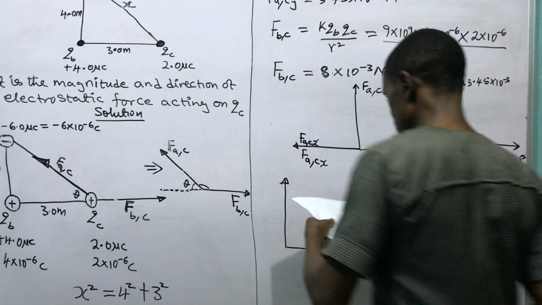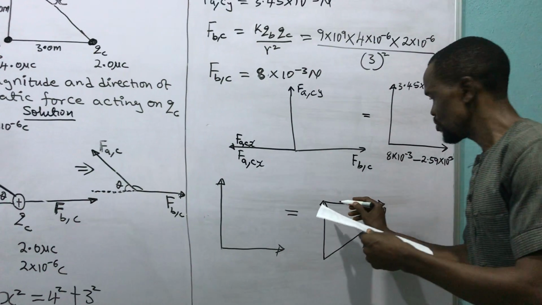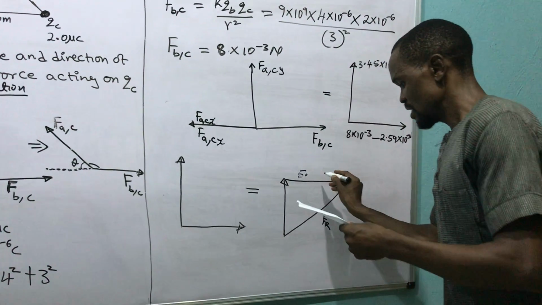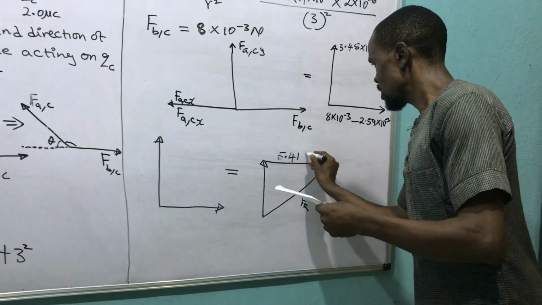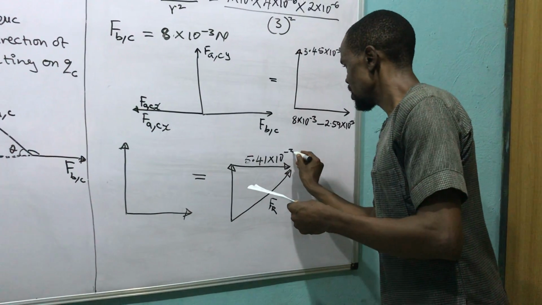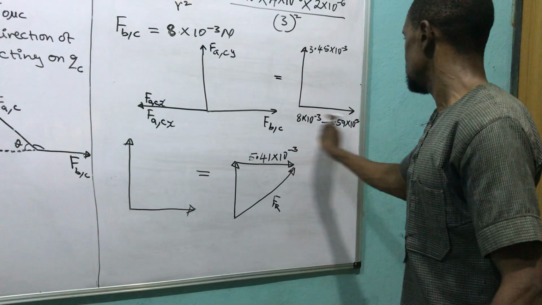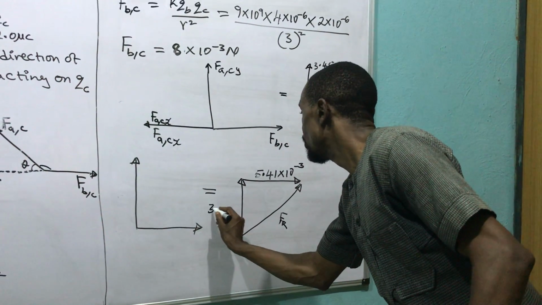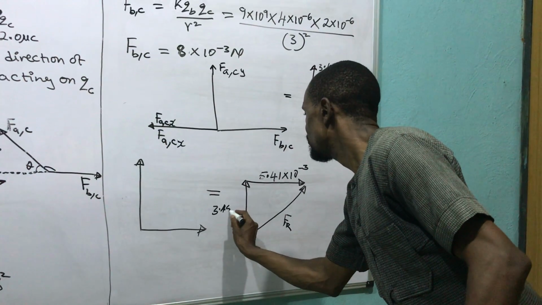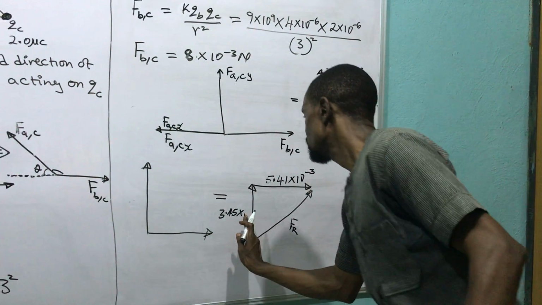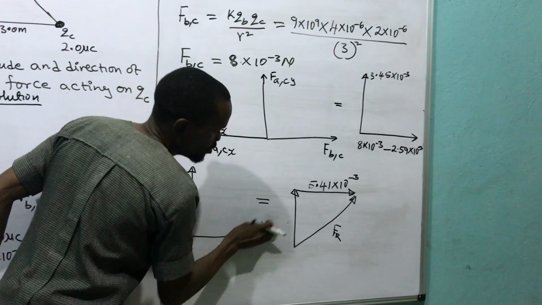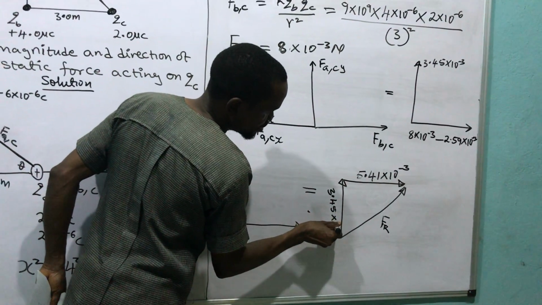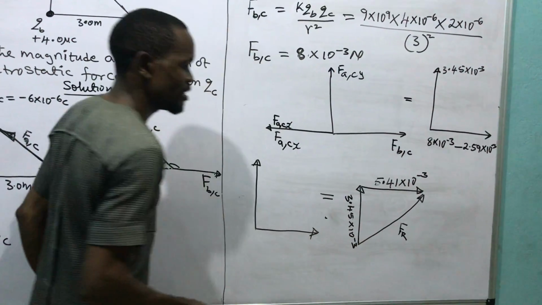By the time you subtract this, you will have 5.41 times 10 raised to power minus 3. That's what we are going to be looking at this way. For this one, which is vertical, we know it as 3.45 times 10 raised to power minus 3. Do you get what I'm saying?